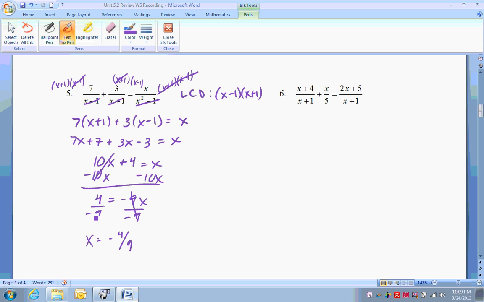And when you plug that into your original equation, you realize that it does actually work, and it is a solution. So number 5 has an answer of negative 4 over 9.